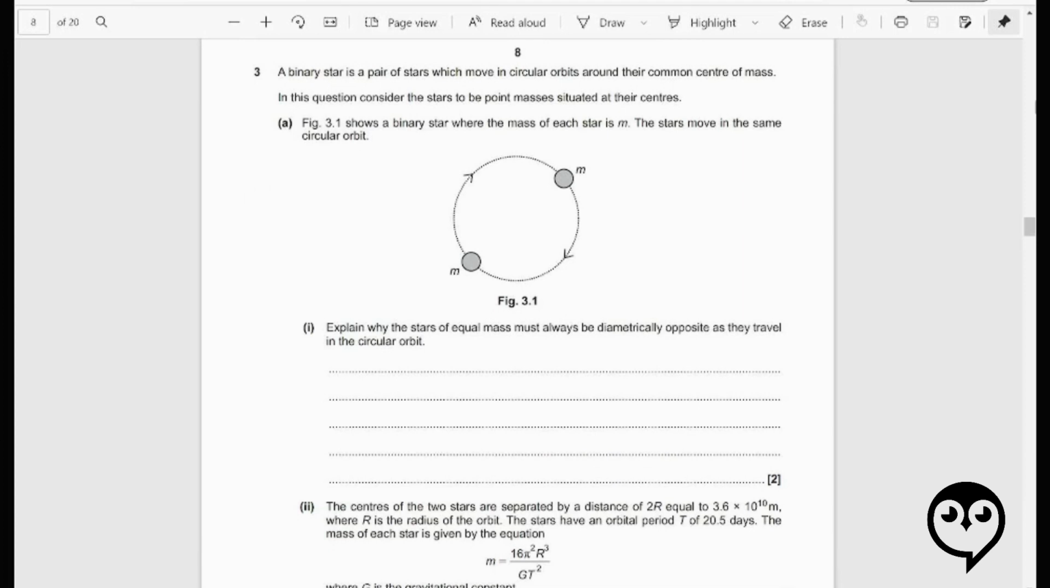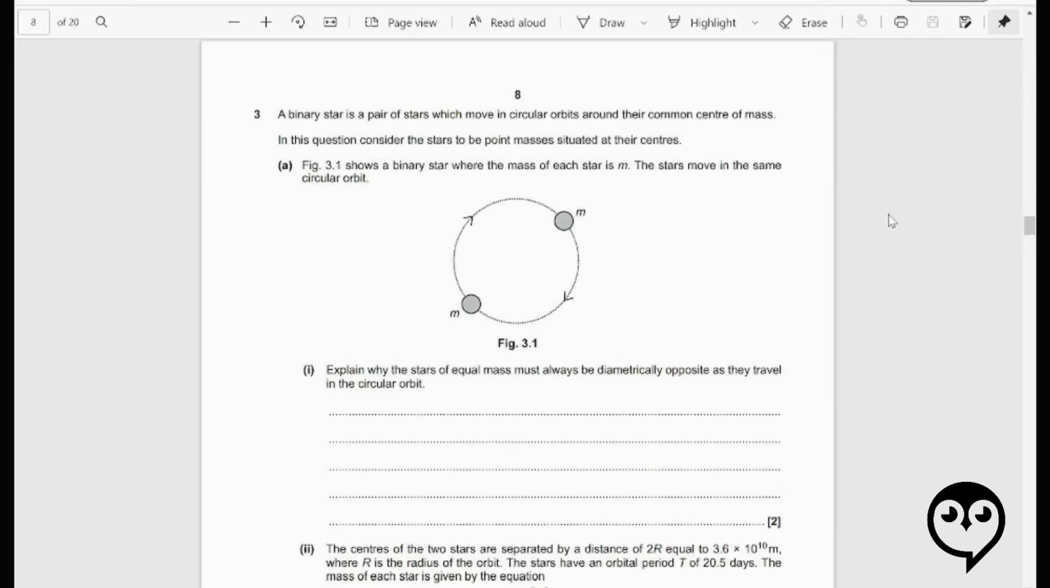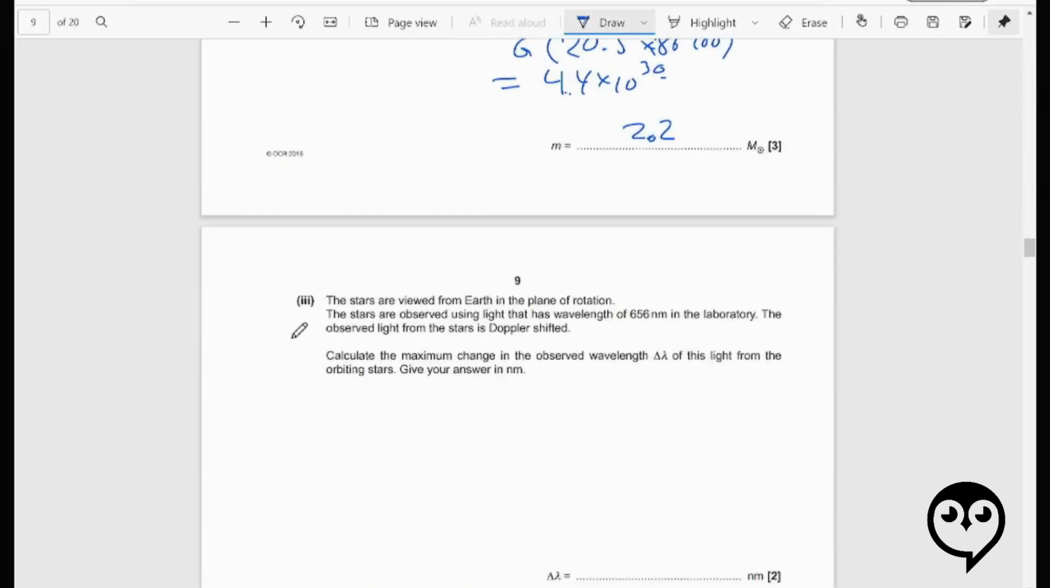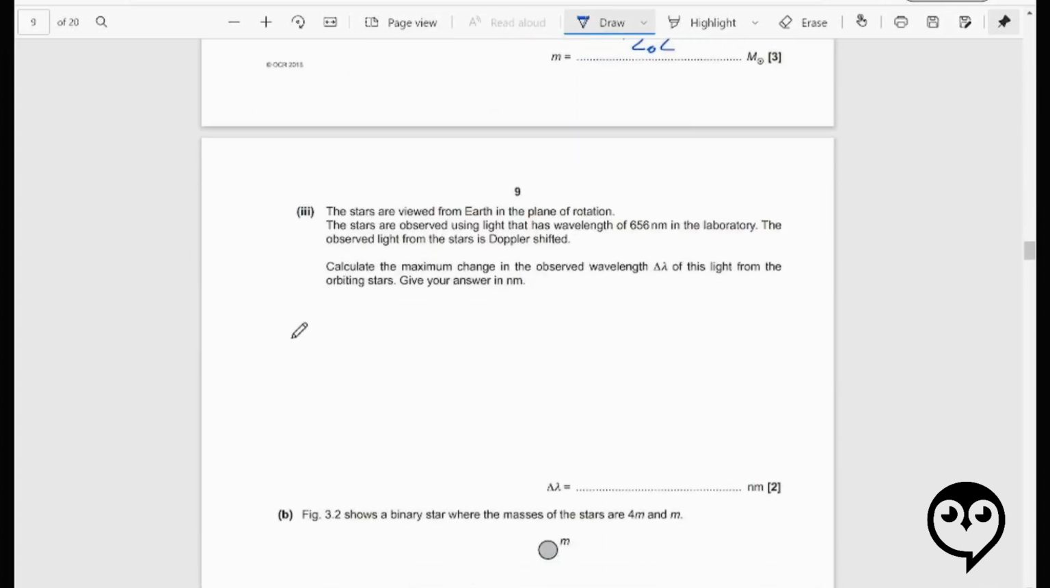This is from OCR, the Unified Physics, which is Paper 3 of Physics A. Stars are viewed from Earth in the plane of rotation. Stars are observed using light that has a wavelength of 656 nanometers. The observed light is shifted. Calculate the maximum change observed.